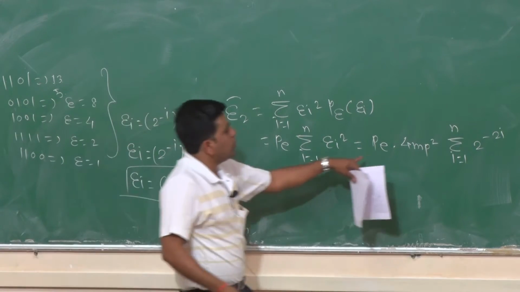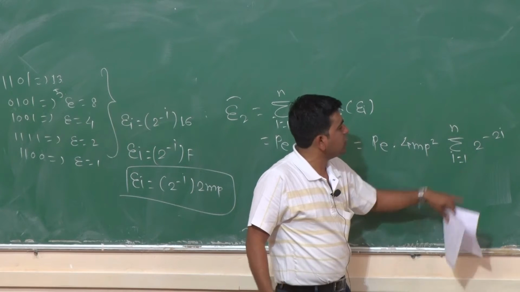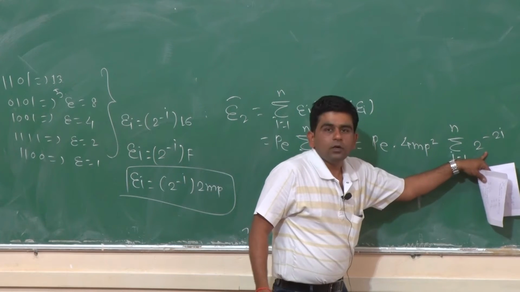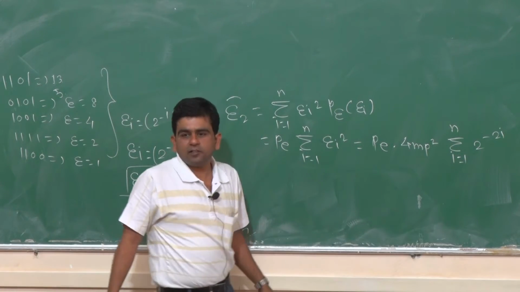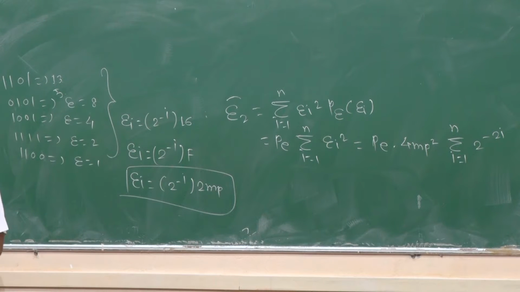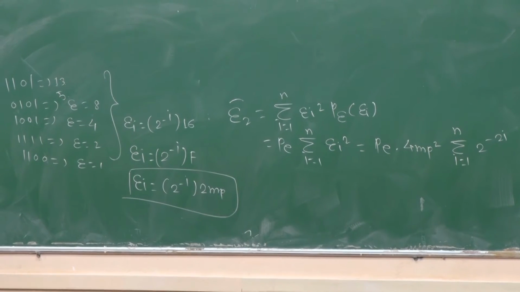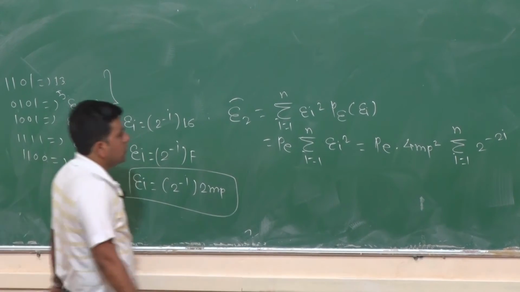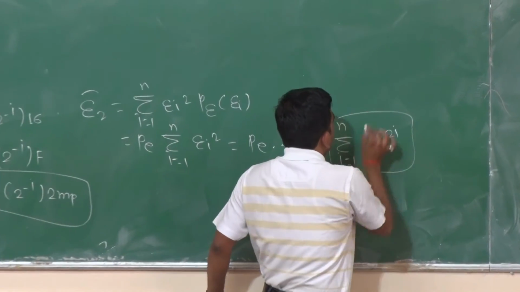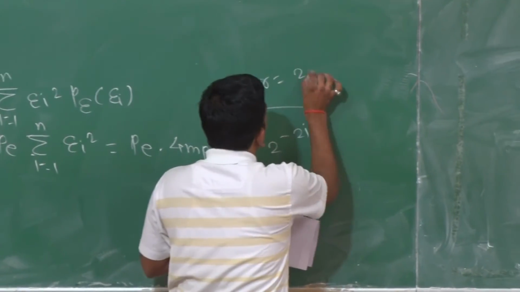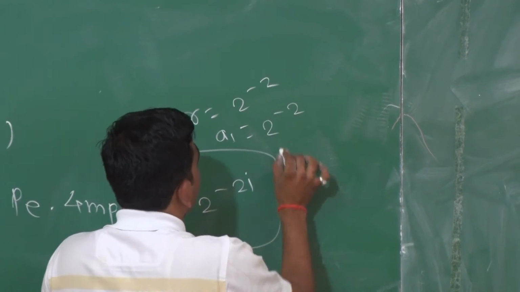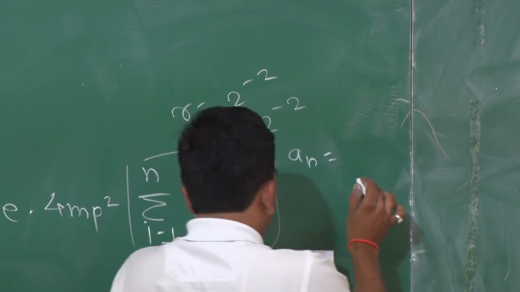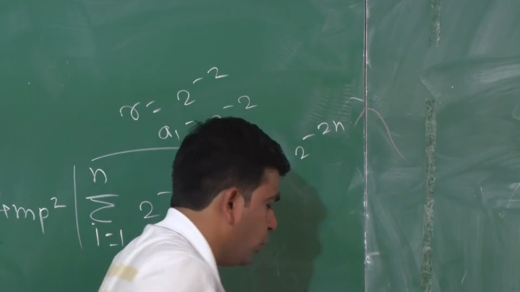Now in this, we have the probability of error into 4 MP square into the summation over i equal to 1 to n of 2 raised to minus 2i. This summation can be represented as a geometric series. Write down: it has a common ratio R equal to 2 raised to minus 2. The first term A1 is equal to 2 raised to minus 2, and the last term An is equal to 2 raised to minus 2n.